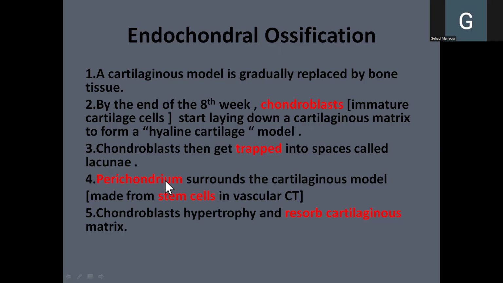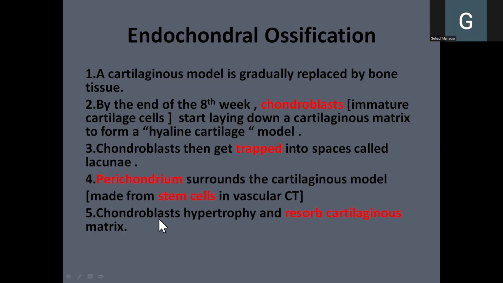So in every cartilaginous model, even after the whole fibrous model has been converted into cartilage, the perichondrium stays fibrous as it is, with all its blood vessels. And this is what will be converted later on into periosteum around the bone. And the periosteum also stays fibrous and does not become ossified. As you know, all these cells originate from stem cells.